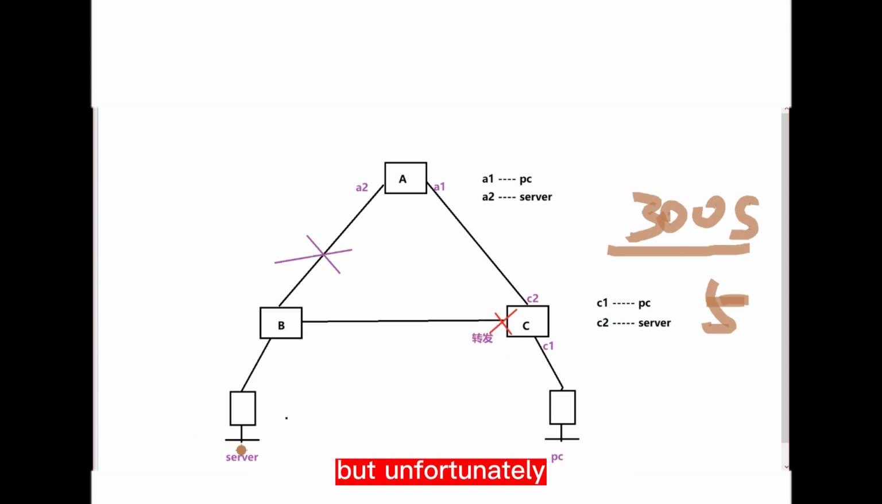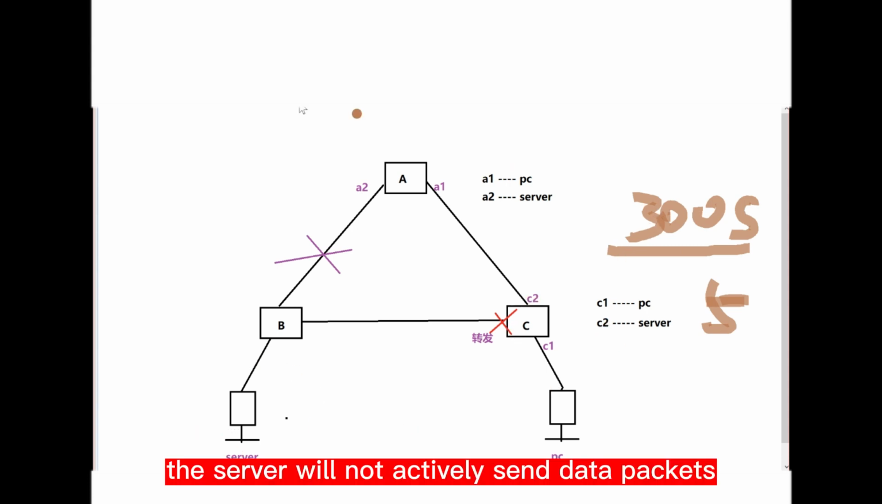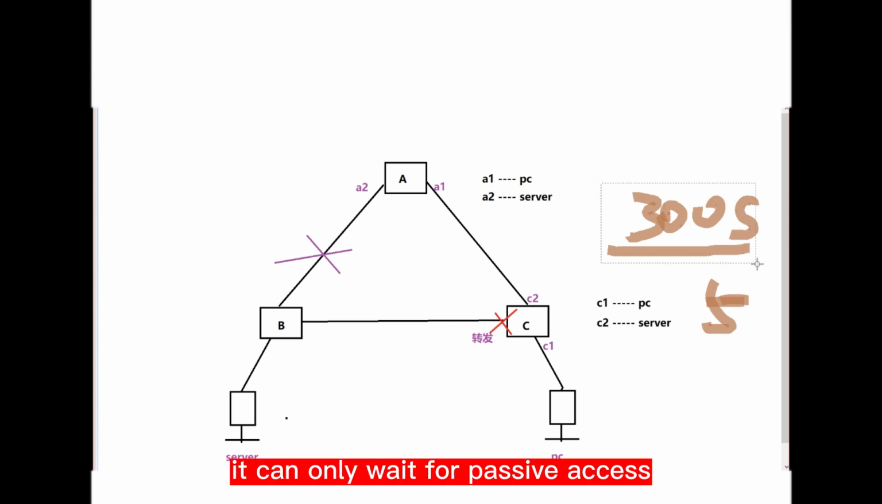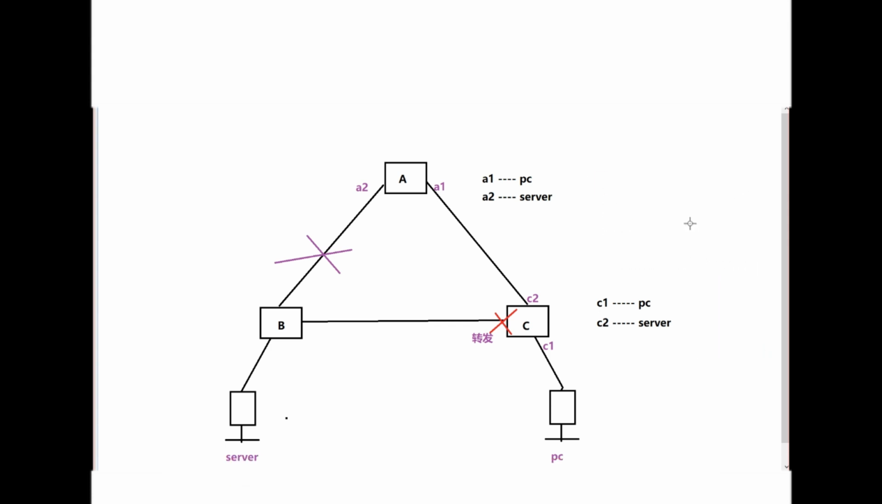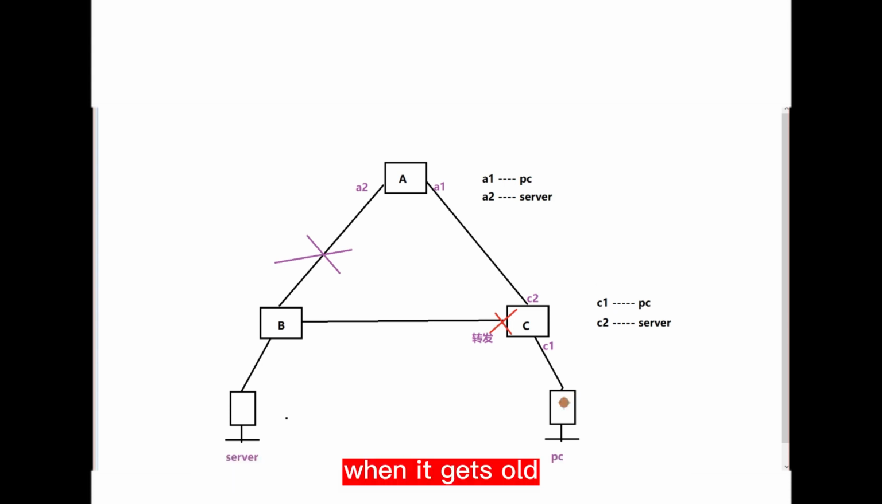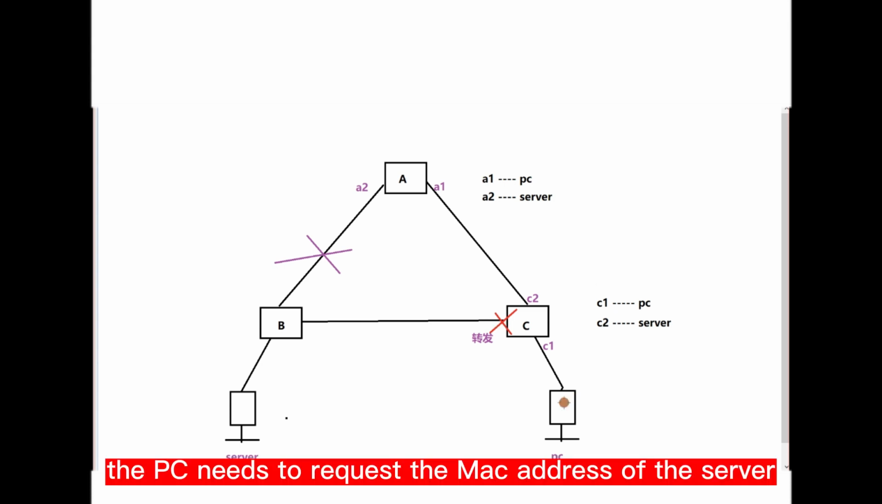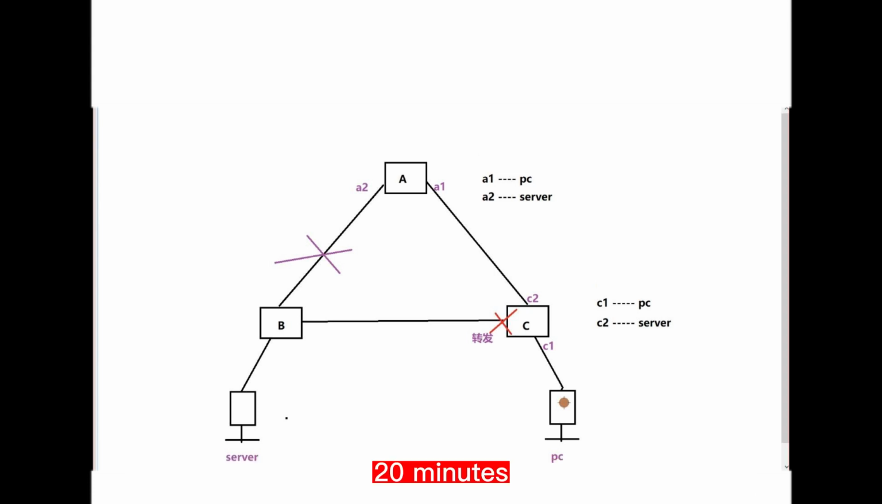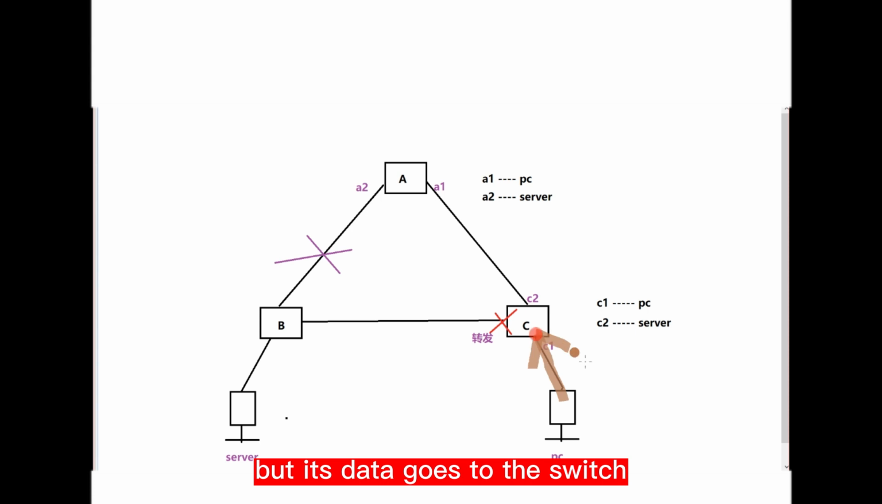But unfortunately, its peer is a server. The server will not actively send data packets. It can only wait for passive access. That is, such an entry will not be refreshed. It can only wait to age naturally. When it gets old, the PC needs to request the MAC address of the server again. The ARP aging time on the PC side is relatively long, 20 minutes. But its data goes to the switch.